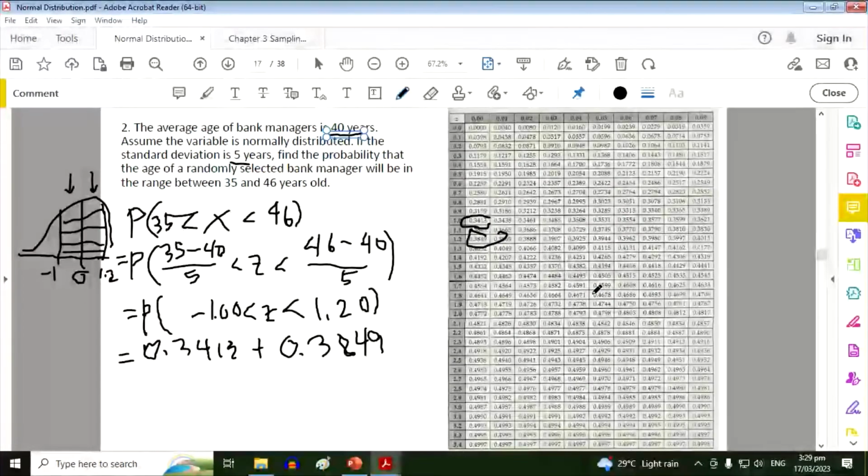Plus 0.3849 gives 0.7262. So therefore, the probability that the age of a randomly selected bank manager will be between 35 and 46 years old is 0.7262. So there's a bigger chance that the age is really between 35 and 46 years old.